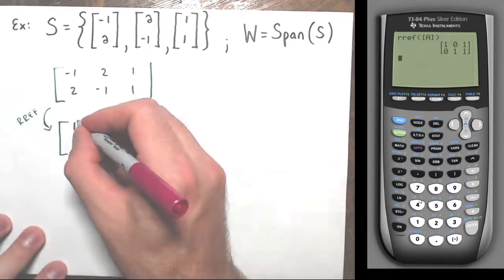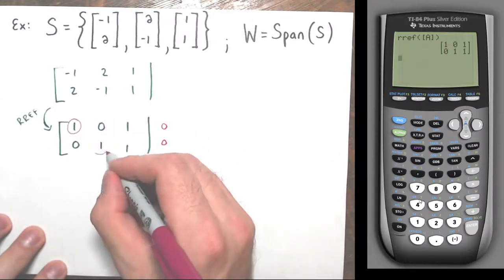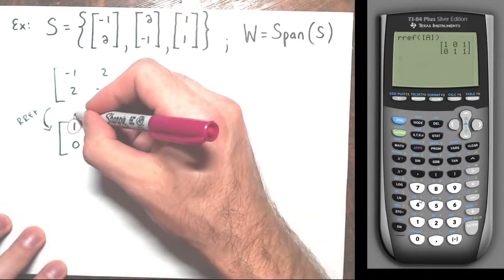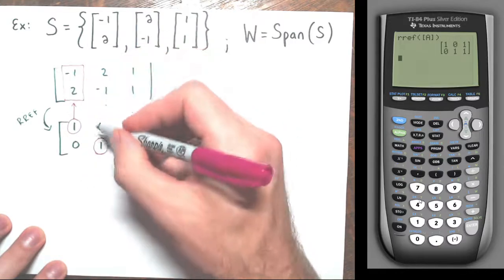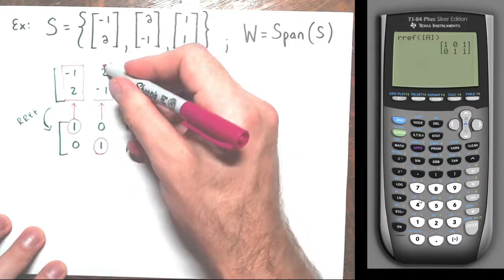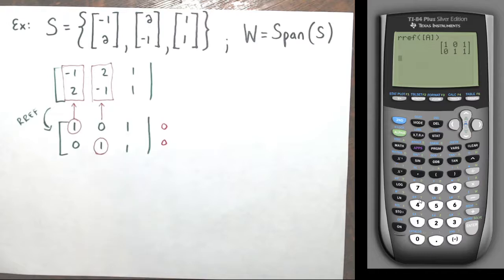The first column has a pivot, right? Has one of these leading ones. The next leading one in a row is in the second column. So the first column is a pivot column, meaning that the first vector in S, and the second column is a pivot column. So the second vector in S, these two vectors here, will form an independent set that also spans W.